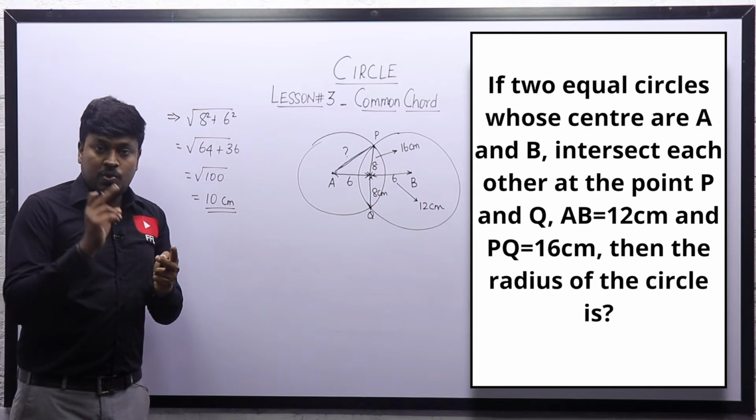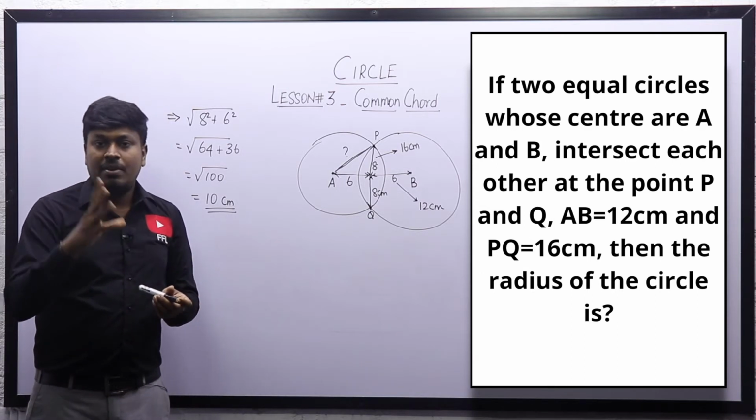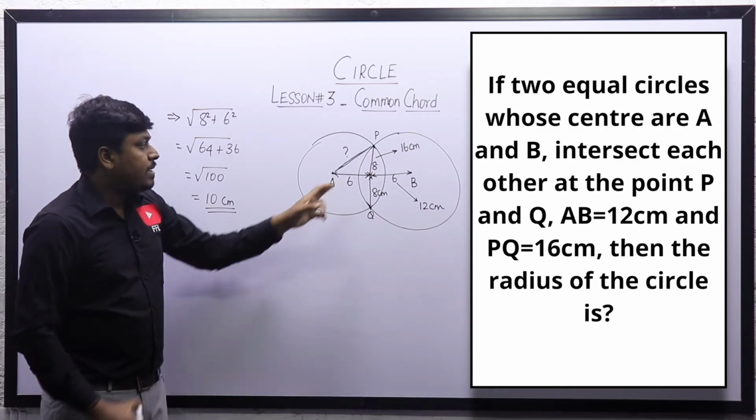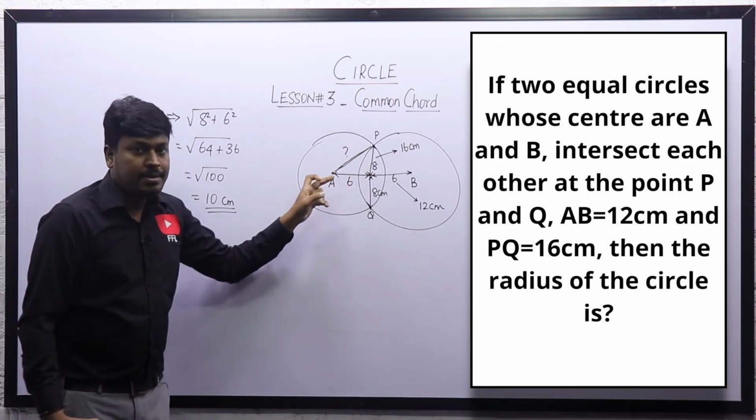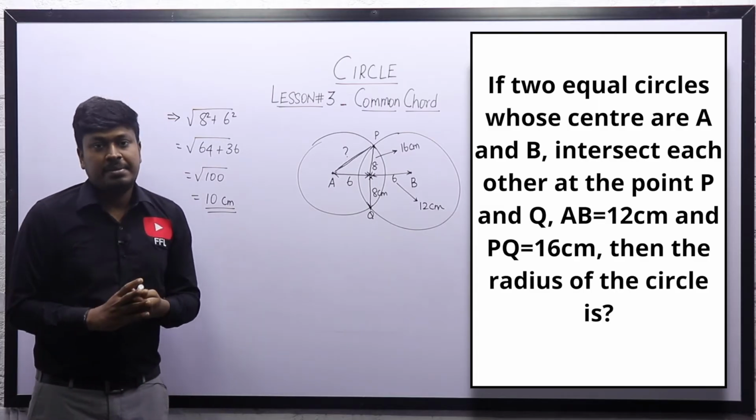So remember that you should know the Pythagoras theorem, right? AC square is equal to AB square minus BC square. So Pythagoras theorem is most important. So by applying the Pythagoras theorem for this right angle triangle, finally we got the answer: the radius of the circle is 10 centimeter.